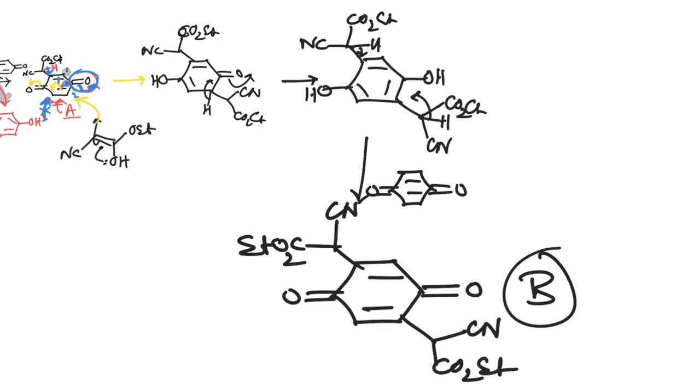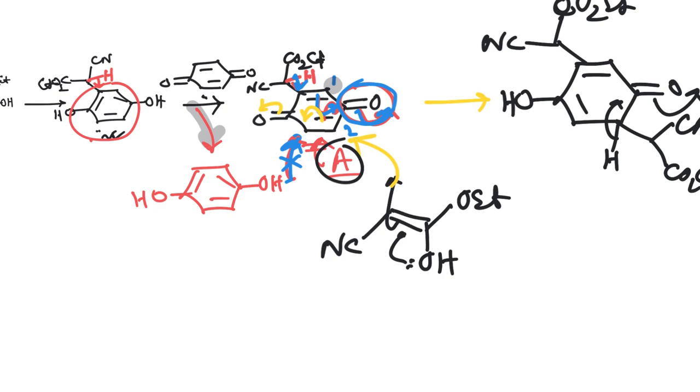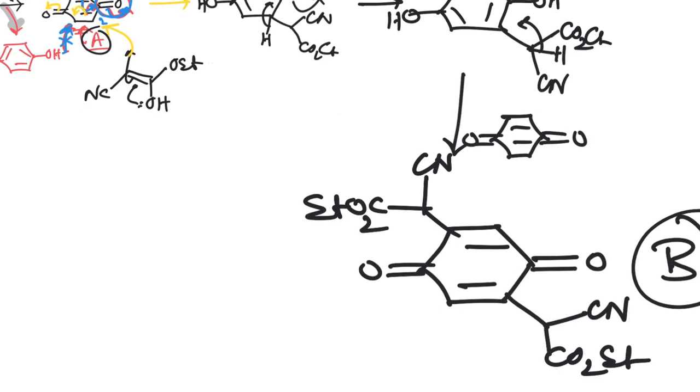This is our product B, and this is our product A. In option 4 these two are given, so option 4 is the correct answer. And whenever you have an attack of some electron rich bulky group on the quinoid system, you will always get this kind of reactivity. I hope this video will help you.